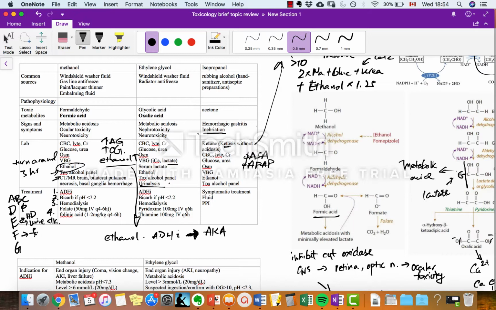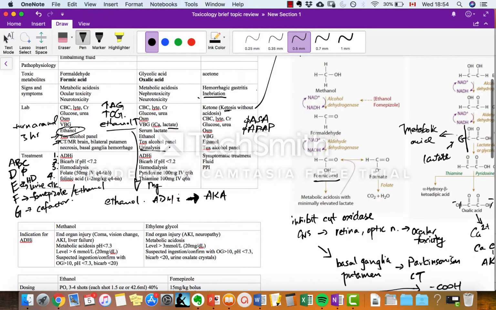Find the antidote. So fomepizole is your antidote, same as ethanol. We'll talk about that. So that's your first step, alcohol dehydrogenase inhibition. And then general management, I guess you can put cofactors here. So cofactors are listed here. So folate, folinic acid for methanol, pyridoxine, thiamine for ethylene glycol is another cofactor, and we'll go through that in a little bit more detail next.